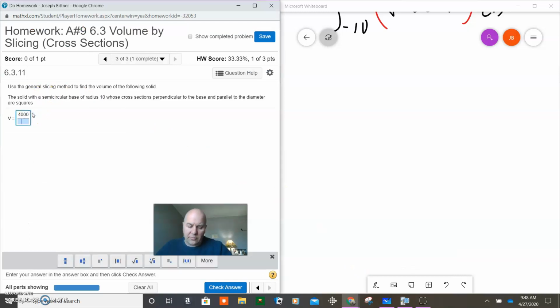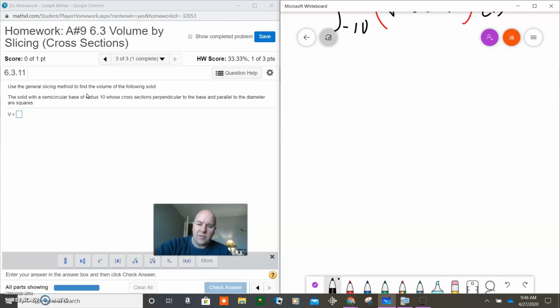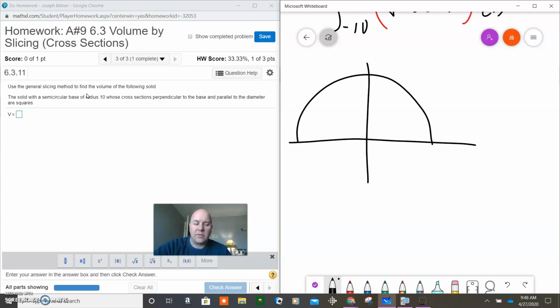So what it's looking for here, and sorry, that's not the solution for that. Make sure you read everything carefully, what's going on. So with this one, basically what we have with the graph is a semicircular base, and the radius is 10, so that means we go 10 in this direction, 10 in this direction, 10 in this direction.